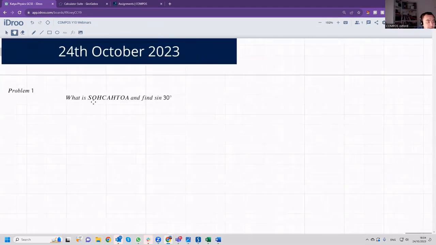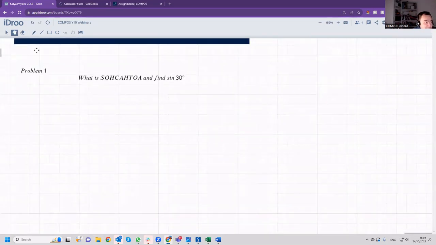What is SOHCAHTOA, and find sine 30? So this is a simple problem to start with. And how do you find sine 30? Does anyone know how to find sine 30 without any calculators or anything like that?